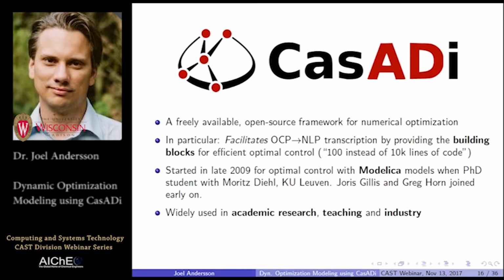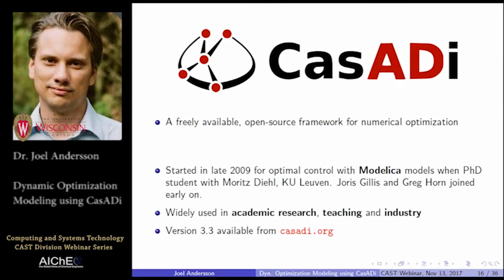So CasADi, since its inception, has been used in a lot of projects. Sometimes I look at Google Scholar to see how many people have cited us. So it's somewhere in the order of 300 citations now for different types of applications. And this is both in academic research, in teaching. So we've been using CasADi to teach optimal control, and also in several industrial projects. And just today, actually, we released version 3.3 of CasADi. So it's available for downloading right now.